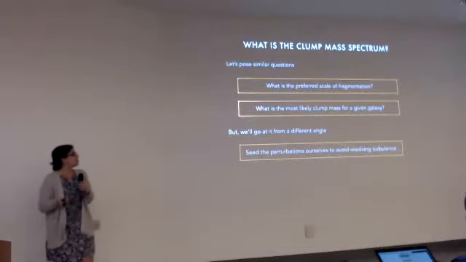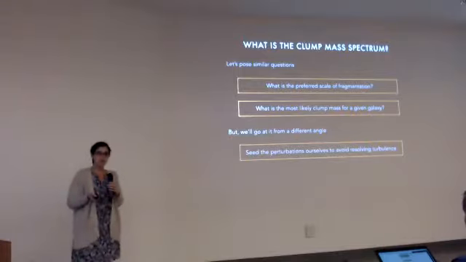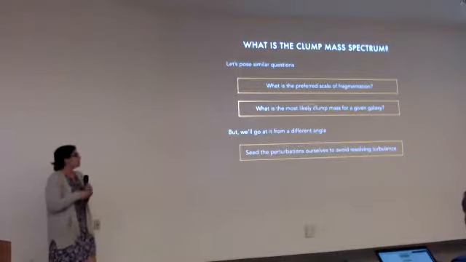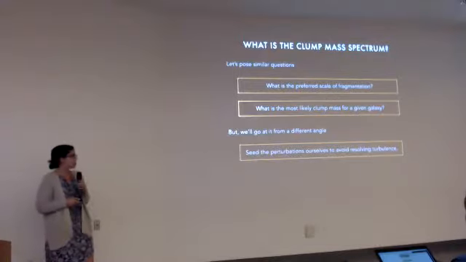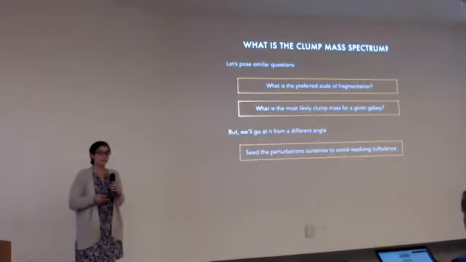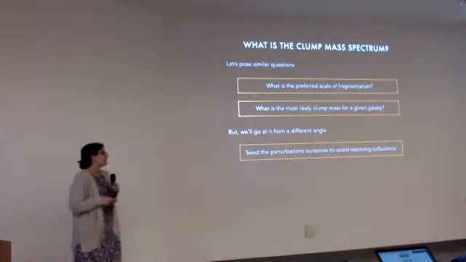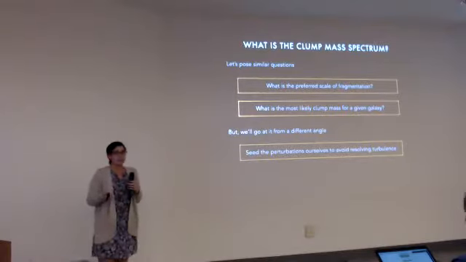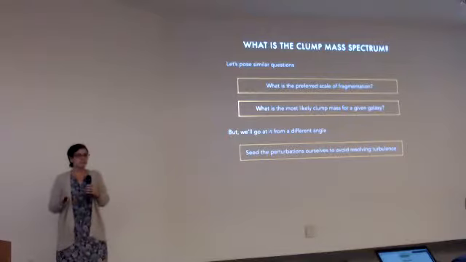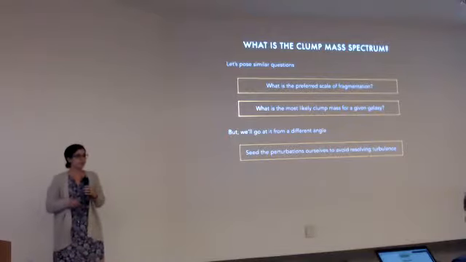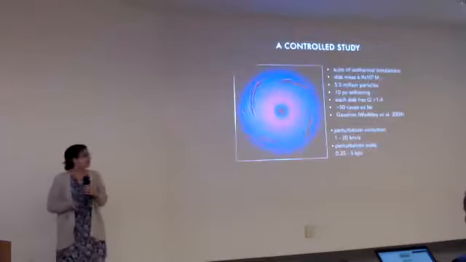So what we're going to do is we're going to pose similar questions. Is there a preferred scale of fragmentation? Is there a most likely clump mass in a given galaxy? But we're going to go at it from a different angle. So we're going to seed perturbations ourselves in simulations and see what happens. And in this way, we avoid having to resolve turbulence to generate the perturbations itself. So that's what we've done.